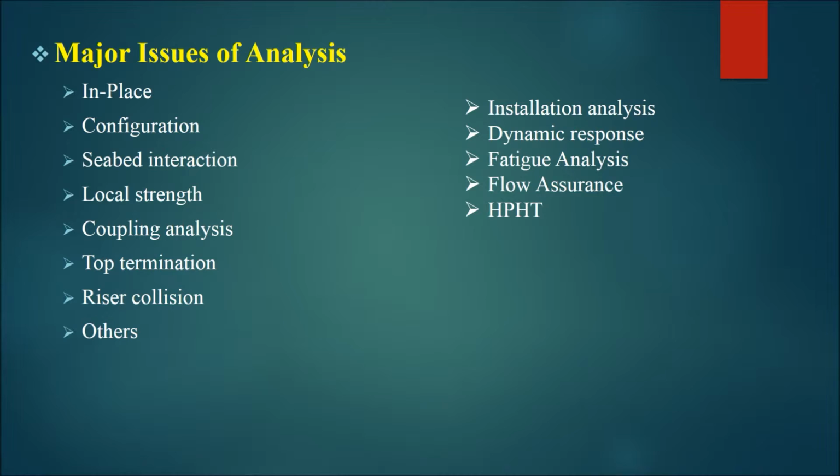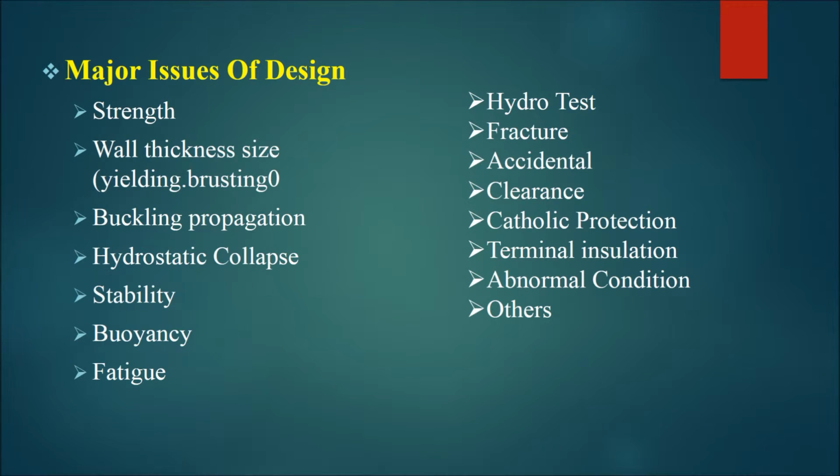Major issues of analysis. This is the issue that we are facing right now, and we might not see all of this, but we have a probability of looking at high pressure, high temperature, and then strengths, and then riser configurations. So for the major issues of the designs, we have to look at the strengths, the hydrostatic collapse, and then buckling propagation, and then fracture. But at the same time, because of certain limitations, we might not see all of these parameters.